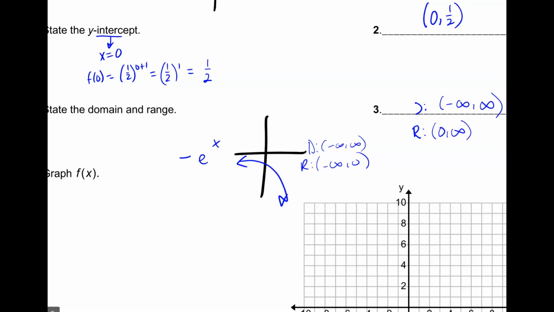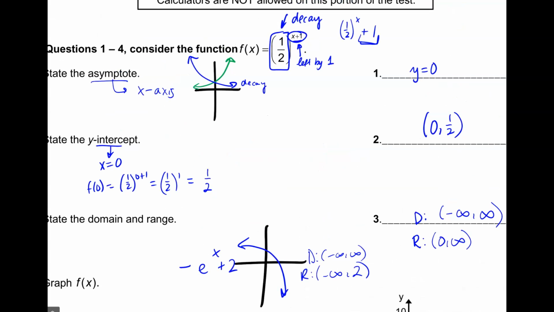All right. Did I get your other question, Andy? But what if there's like a +2 afterwards? Would the range plus 2 after? Yeah, so then I shift this whole thing up by 2. Like if it was negative e to the x plus 2? Yeah. So then my range would be negative infinity to 2. Or up here, if there was a plus 2 here, it would be 2 to infinity.